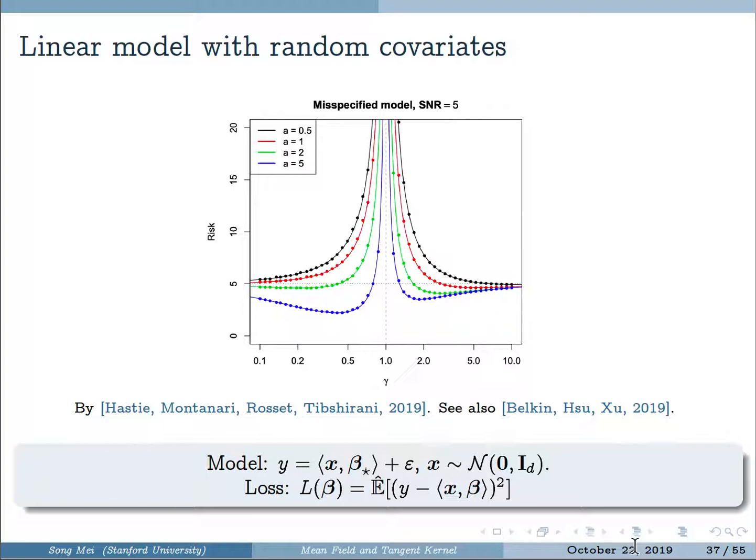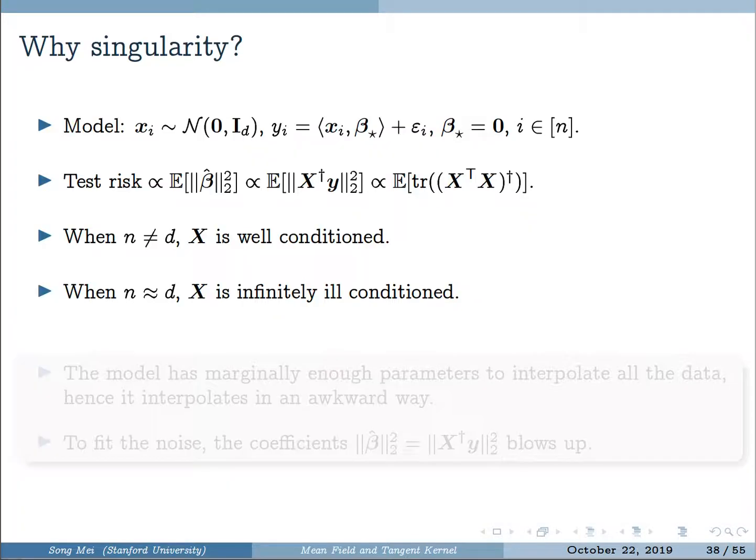So here is a simple explanation of this surprising singularity. Let's consider the linear model, but we take this beta star to be 0. So in the ground truth function, x and y are independent. We generate this xi by IID Gaussian features, and we generate this y as pure Gaussian noise. Then if we compute the test error, it will be proportional to the expectation of the 2 norm square of beta hat. This is the expectation of the 2 norm square of X pseudo inverse y, which is proportional to the expectation of the trace of (X transpose X) pseudo inverse.